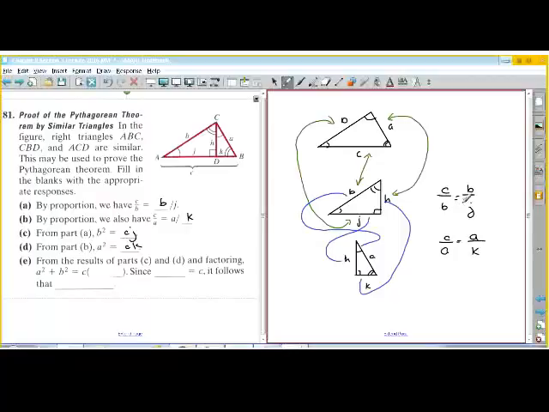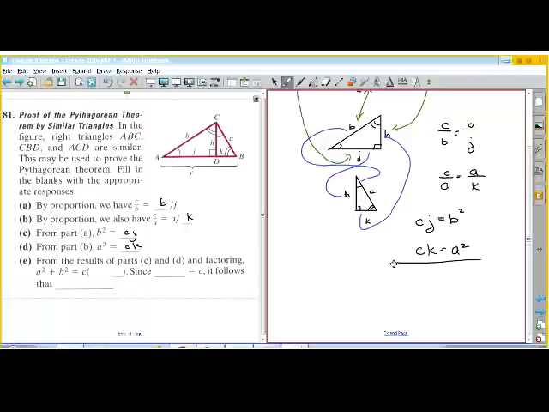Then you can take those ratios and do a cross multiplication. If I cross multiply this ratio, I'll get that C times J is equal to B times B, or B squared. This is just that rewritten. Likewise, this can be rewritten, so I'd have C times K is equal to A squared. Then you add these two together, and as long as you're adding equalities together, you maintain the equality. So we get CJ plus CK is equal to A squared plus B squared.